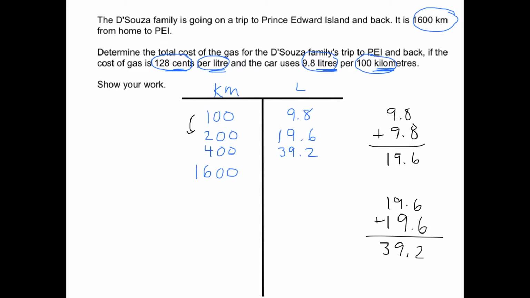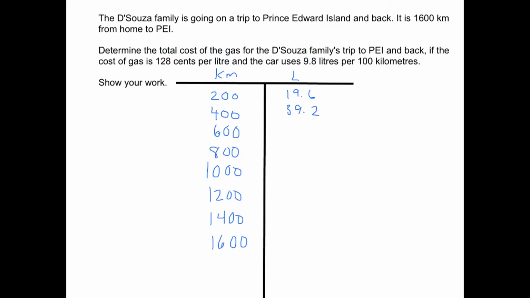What if we were to complete this table by counting by 200s? 200 is a factor of 1,600, so I know if I skip count by 200s, eventually I'll get up to 1,600. So let's redraw this table. In the left column of my table, I'm counting by 200. Every time I increase by 200, what happens to the amount of liters? The amount of liters is increasing by 19.6, since for every 200 kilometers, you use 19.6 liters.